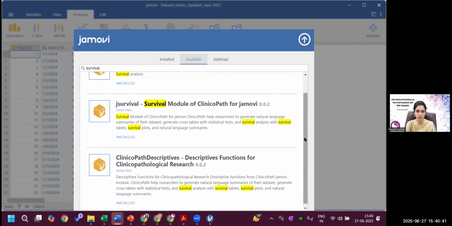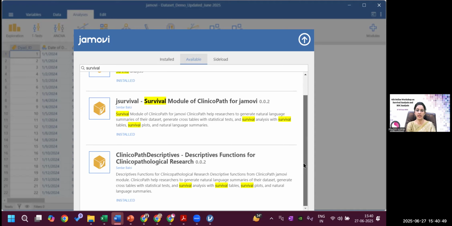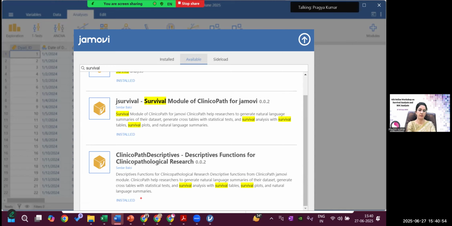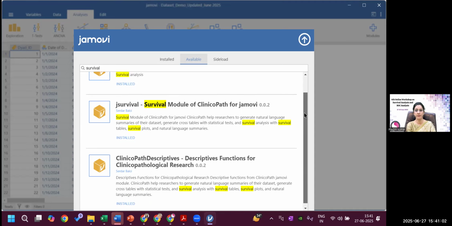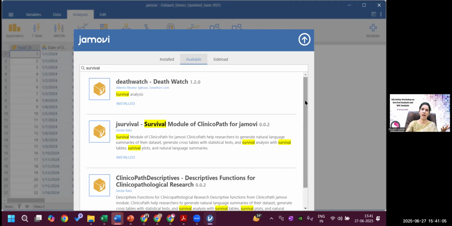And this clinicopath descriptive function of clinicopath research. All these three, since they are installed in my JAMOVI, are showing as installed. You can see here. In my PC it is installed, but in your case, it will ask you to install. So install all these three, because there are three modules, but they all have some unique function. We'll tell that, but you install all these three. Remember Death Watch, which is the first one, J Survival, survival module for clinicopath, that is the second one, and clinicopath descriptive, that is the third one.